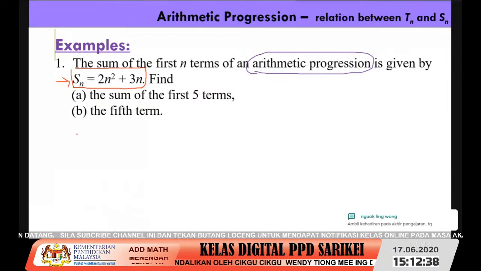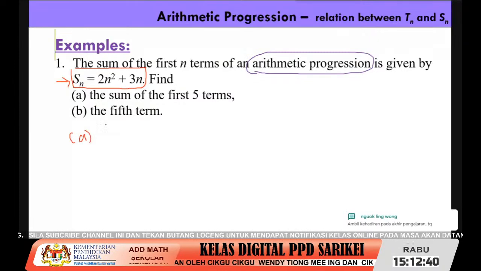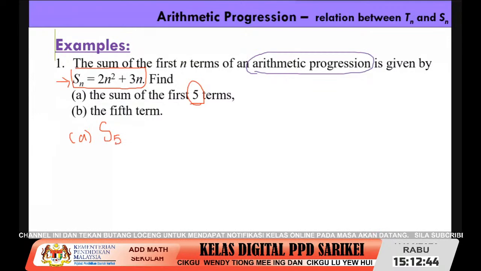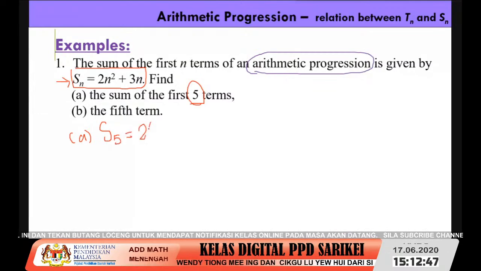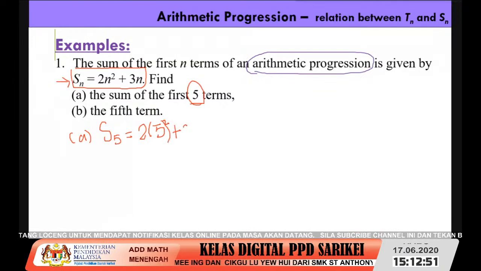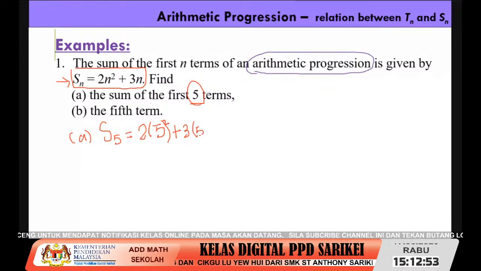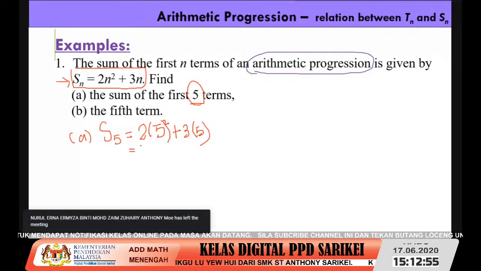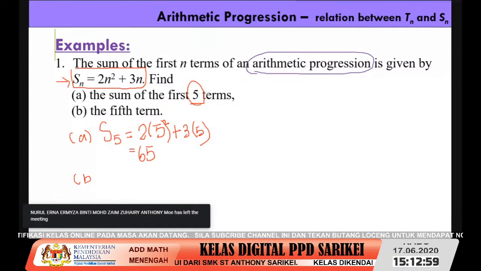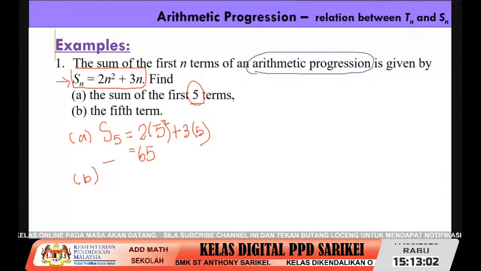Find the sum of the first 5 terms. So we just substitute. S5 equal to 2 times 5 squared plus 3 times 5, so equal to 65. B, how we find the 5th term?